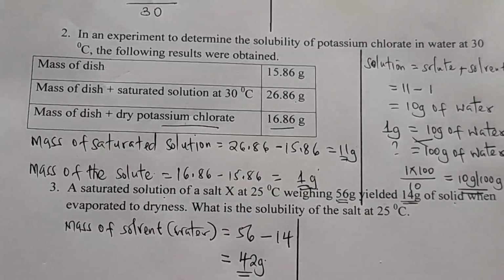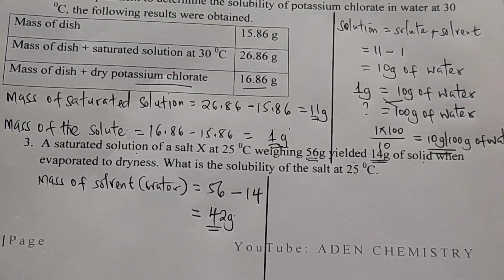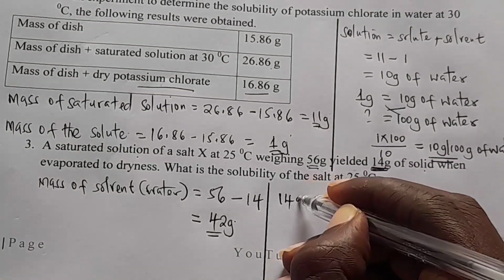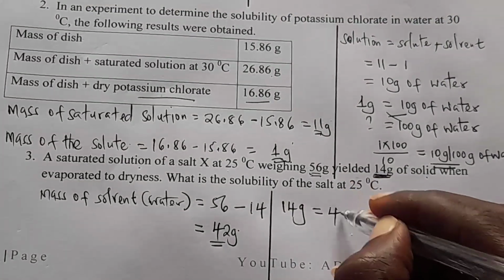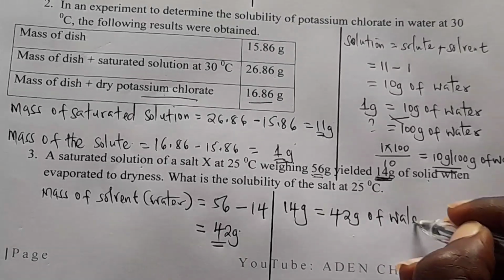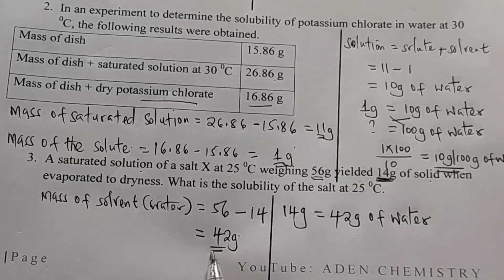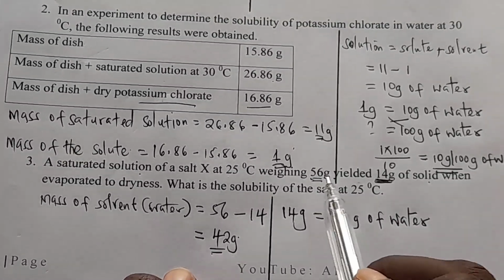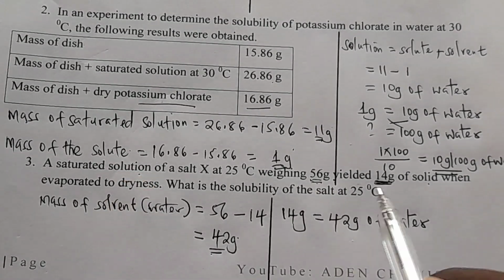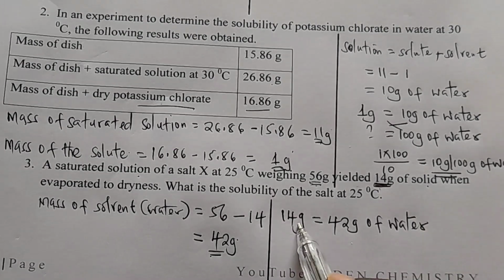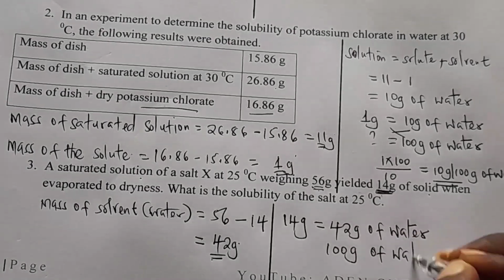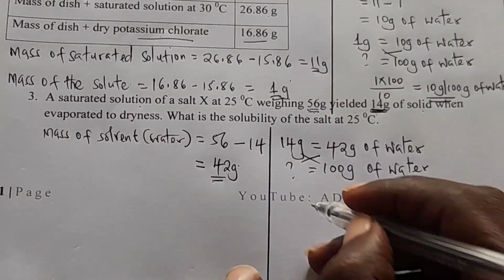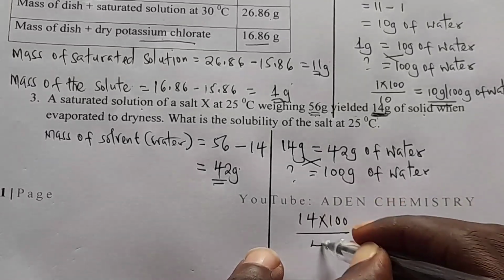So thereafter, learners, what are we going to say? First of all, we have to know the mass of the solute. The mass of the solute was 14 grams. This 14 grams of solute, this salt X, has been dissolved by 42 grams of water. They have not given us the mass of the solvent, but we have gotten it by subtracting the mass of the solute, which is 14 grams, from the mass of the saturated solution. So if 14 grams dissolves in 42 grams of water, what about 100 grams of water to get the solubility? So we cross multiply. What are we going to get thereafter? We are going to get 14 times 100 divided by 42.